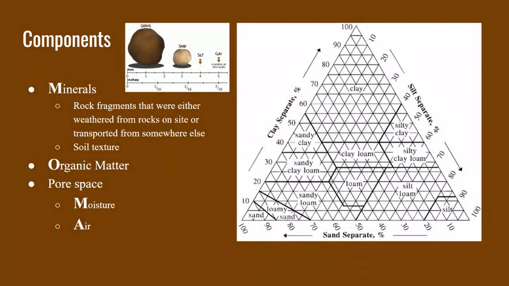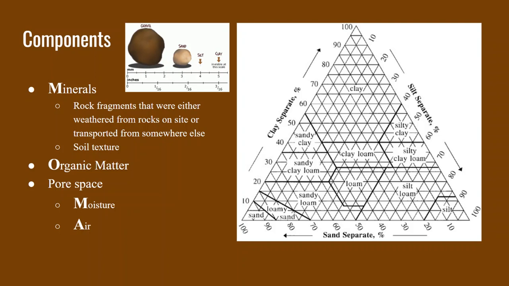Now, minerals are the rock fragments that were either weathered from rocks on site or transported from somewhere else through erosive processes such as wind, water, or mass wasting. And they are what contribute to soil texture. Now, the three key minerals in soil are sand, silt, and clay. Gravel is another mineral that can be mixed in. However, it is much larger than the other three key minerals.